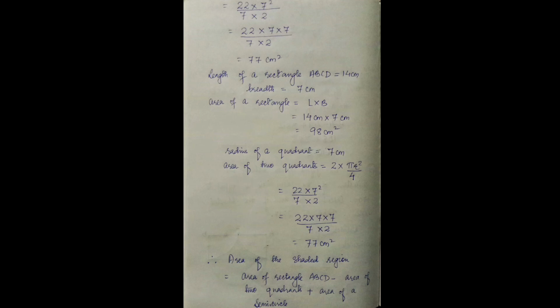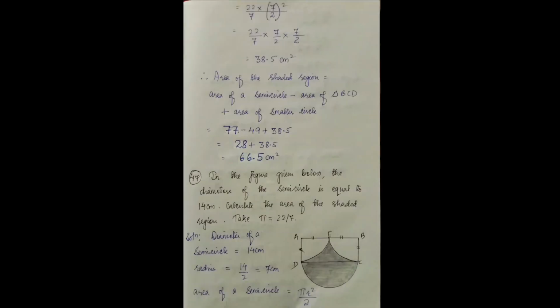Now the next one is, see, this is a rectangle, right? So we have to find the area of this rectangle. So area of a rectangle is length into breadth. So this is the length of a rectangle, which is 14 centimeter, and this is the breadth of a rectangle. If this is 14, okay, so this will be half of 14, which is 7 centimeter, and here it is marked these two sides are equal. That means this is also 7 centimeter. Okay, so breadth is 7 centimeter.